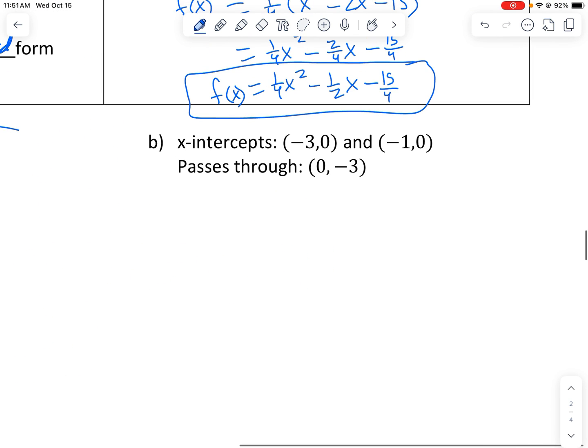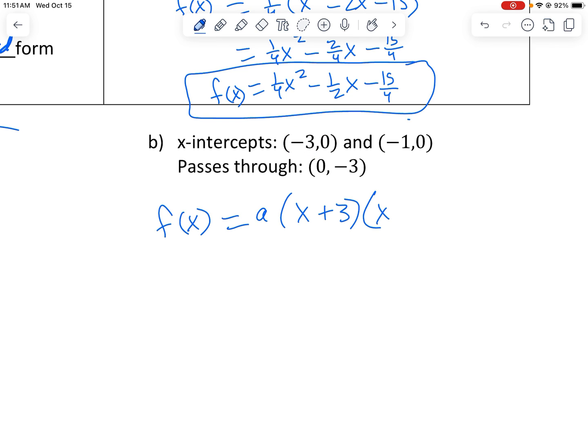All right, let's try out our next example here. I recommend that you pause and give it a shot on your own, and then come back and check. So let's check and see how things went. So we start by doing f of x equals a times x minus negative 3, which is plus 3. And then x minus negative 1, which is going to turn into plus 1. So here's this so far. To find out the a value, we need to plug in 0 for those x's and negative 3 over here.